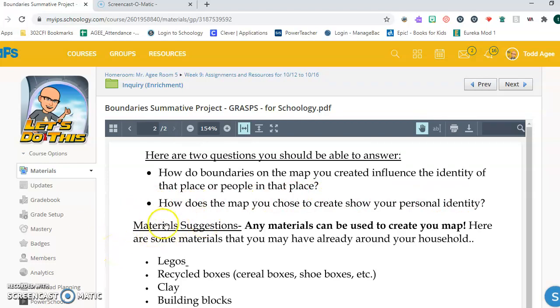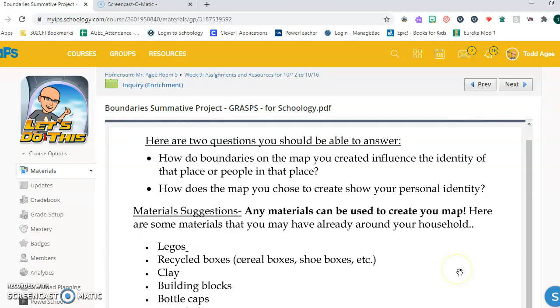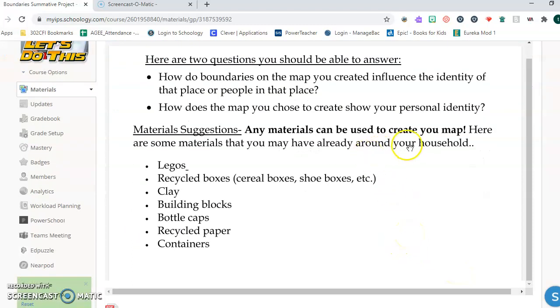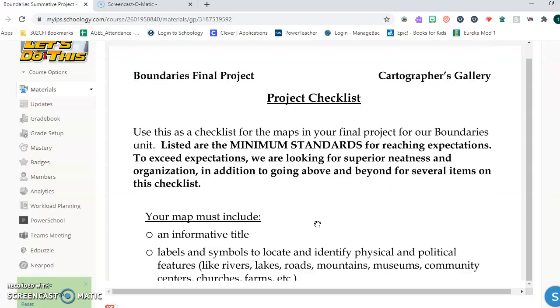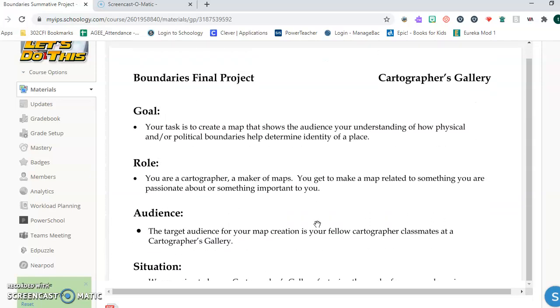Okay, so we've got suggestions for materials here. Any materials can be used to create your map. Here are some materials that you may already have around your household. You might have Legos, you might have recycled boxes like cereal boxes or shoe boxes, you might have clay, you might have building blocks, you could have bottle caps, recycled paper, containers. I don't want you to limit yourself to this. These are just things that you might add to your map to make it more interesting. We've had a lot of very creative maps for this project in the past.